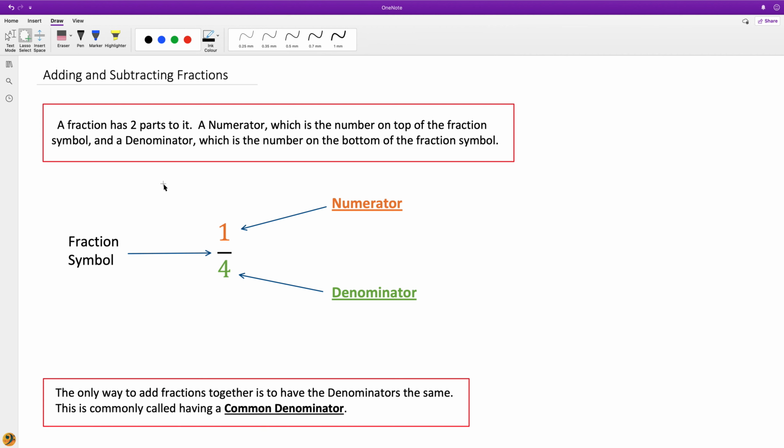Today's lesson we're going to be talking about adding and subtracting fractions.